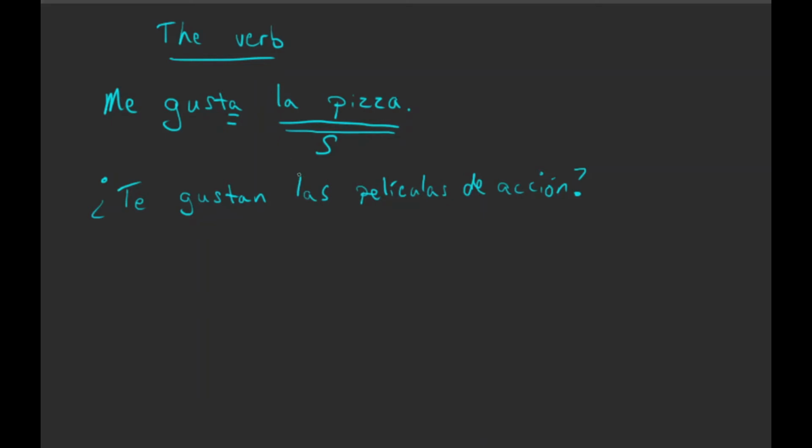In the second example sentence, we've got te gustan las películas de acción. So las películas de acción, action movies, are the subject in question when we're asking if you are pleased by the action movies. Since las películas is plural, gustar also needs to be in its third person plural form. And once again, the te is you. Are you the person who is receiving the pleasantry of the action movies?